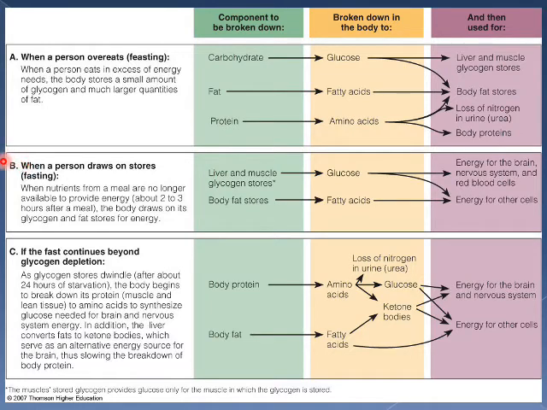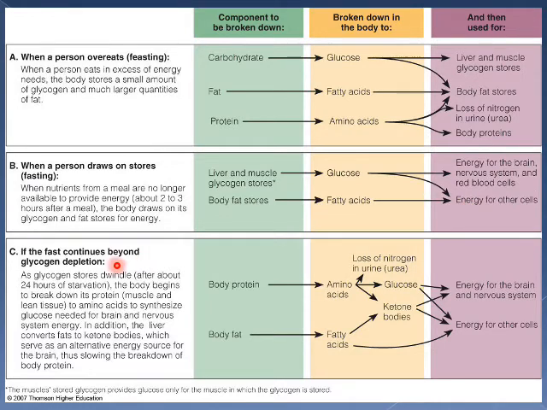Under letter B, you can see the first stages of fasting. First thing that's going to happen is the body's going to use up the liver and the muscle glycogen stores. So the glucose will then be used to fuel the brain and the nervous system and also the red blood cells. And then it will also fuel other cells. Body fat stores will be broken down. Remember, a little bit of glycerol, but primarily they're fatty acids. And the fatty acids can provide energy for cells as well.